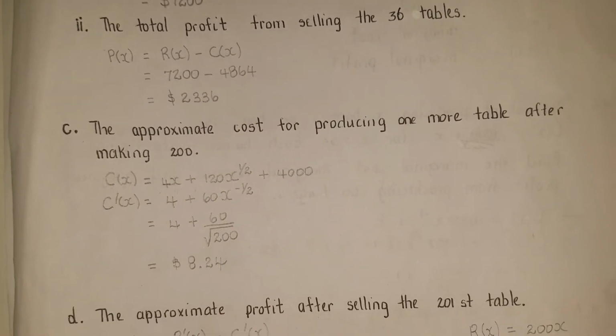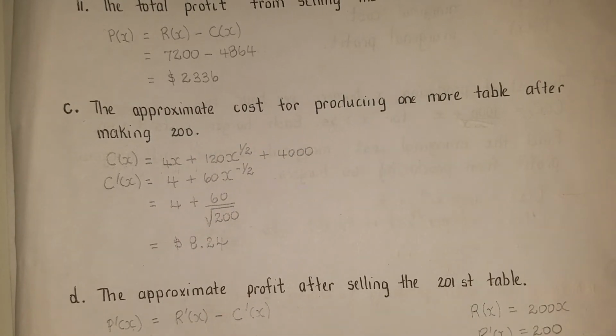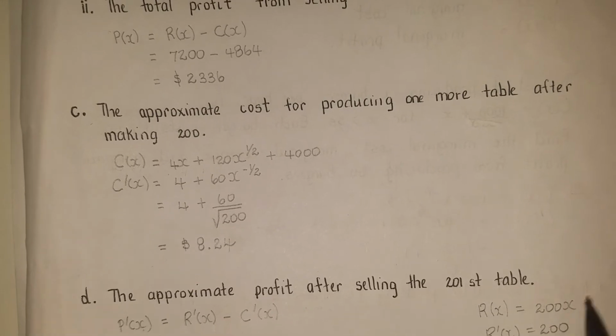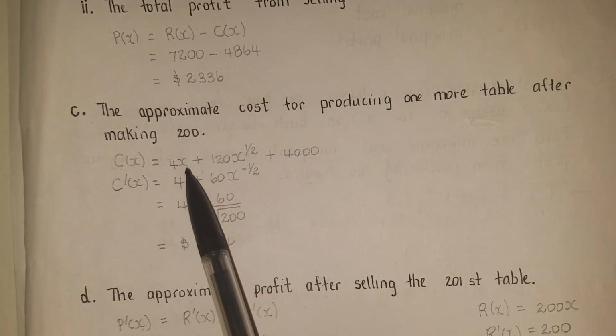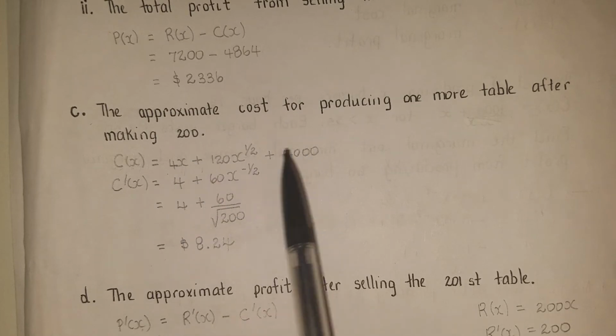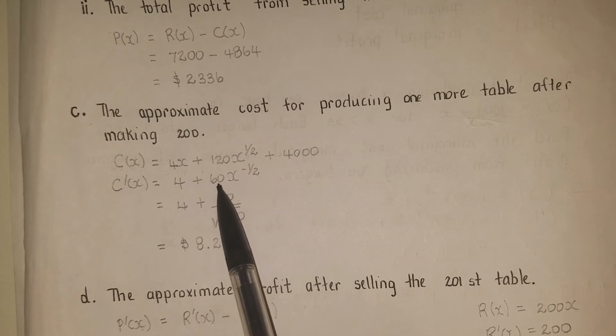Now for the C part, it's asking for the approximate cost for producing one more table after making 200. So this right here is referring to the marginal cost. So first we need the marginal cost function. By differentiating the cost function that was given, we get 4 plus half times 120, which is 60.